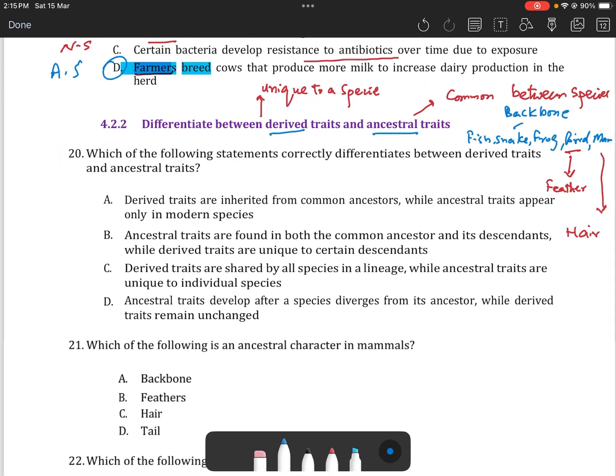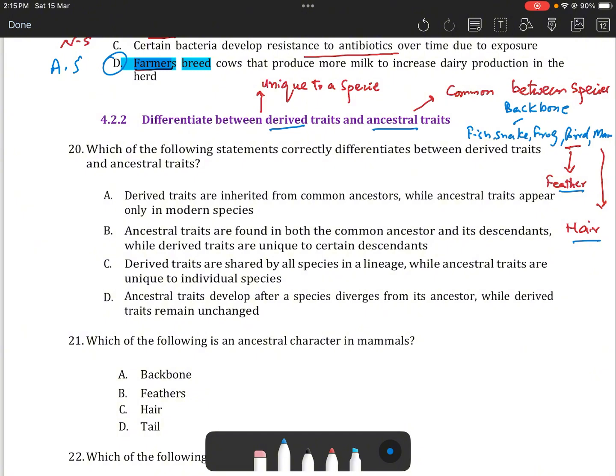Okay, derived traits are inherited from common ancestors. No, they are not inherited. Ancestral traits are found in both the common ancestor and its descendants, while derived traits are unique. Okay, these are the keywords. See, ancestors and descendants, so between species. So this is the correct answer. Derived traits are shared by all species. No, they are unique. Ancestral traits develop after species diverge.